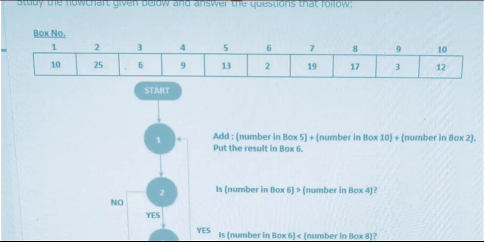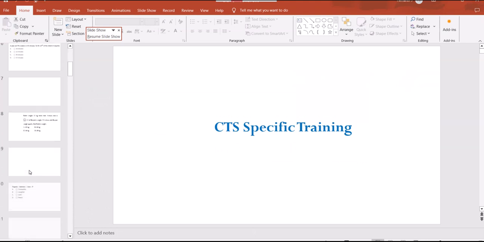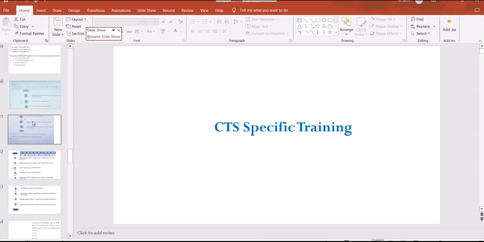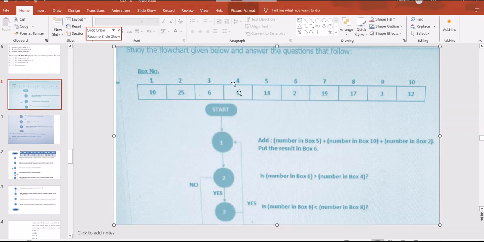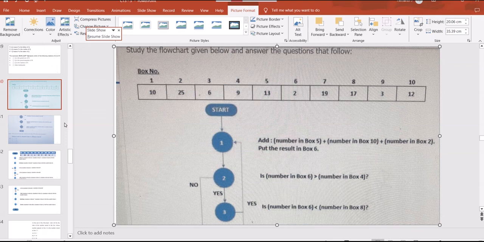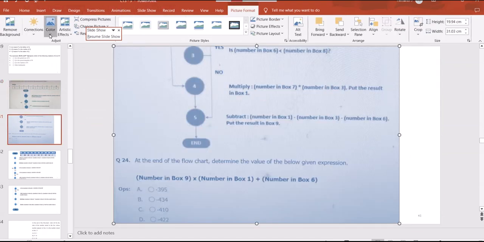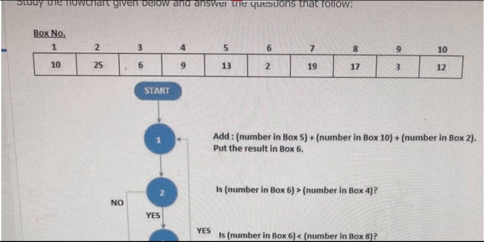Flowchart. Yeah, I do agree, it's not that visible. Okay, I'll just adjust it. We'll see how it can be better. Yeah, I think it's better now. Fine, so I'll write it, no issues.